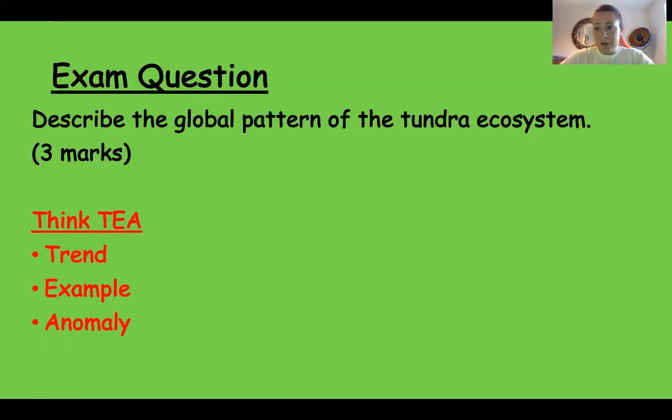Example: name a continent, name a country where it occurs, and then any anomalies. Is there anywhere where the tundra ecosystem occurs that doesn't follow the trend? Maybe it doesn't quite follow that line of latitude. Quite an easy one really to have a go at.